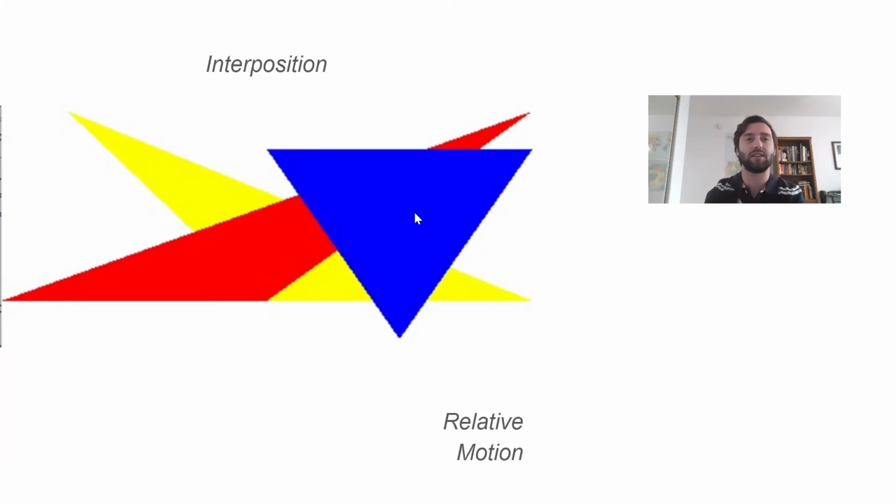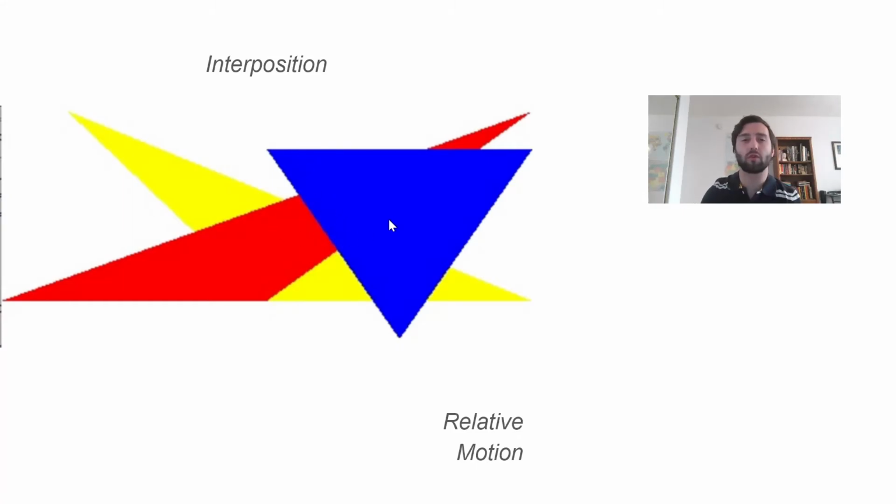And in addition, we know that if something is being blocked by something else, it must be behind it. So because the red is being blocked by the blue, we know it must be behind the blue. And because the yellow is being blocked by the red, it must be behind the red. So that means blue is in the front, red is in the middle, and yellow is in the back. This is the idea of interposition. So whatever is blocking something else is in front of it.